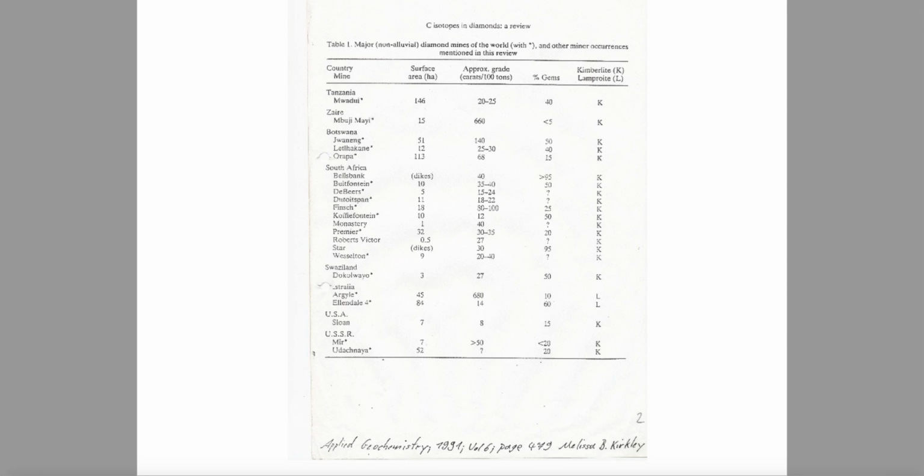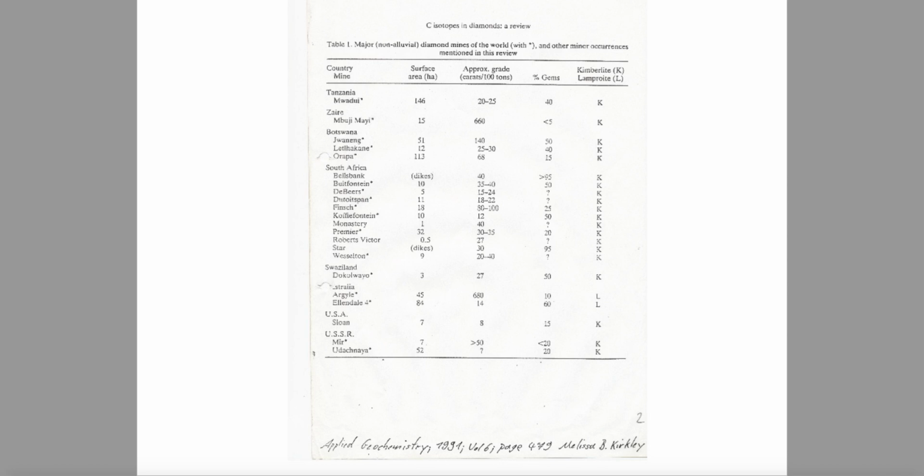Then we have, for example, South Africa, the world famous Roberts Victor mine. It's eclogite. There you are producing E-type diamonds, and I will also tell you later what an E-type and a P-type is. It's a small mine which has a surface area of 0.5 hectares. The approximate grade is also not that high, 27. Gem quality we don't even know. And the diamonds have been brought up by a kimberlite.